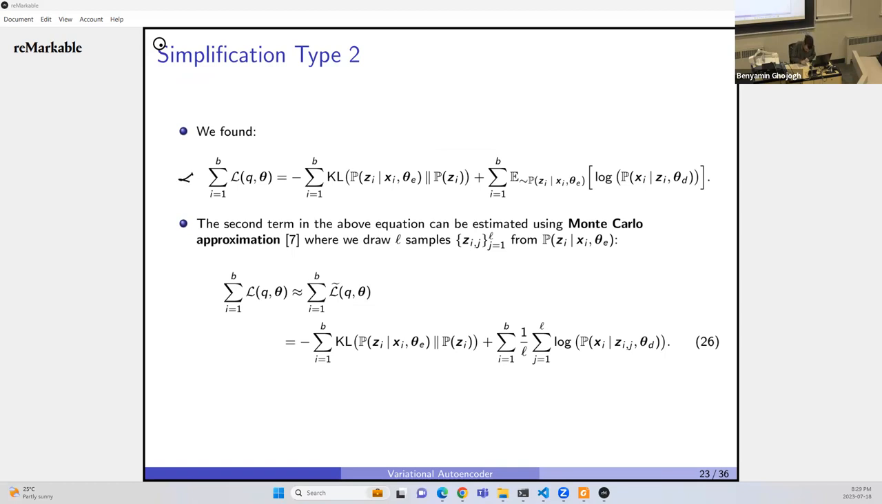So we found this. The second term, again, is an expectation, so we can use Monte Carlo approximation. So for the lower bound, I can approximate the second term with the Monte Carlo approximation, right? So this is what we had.